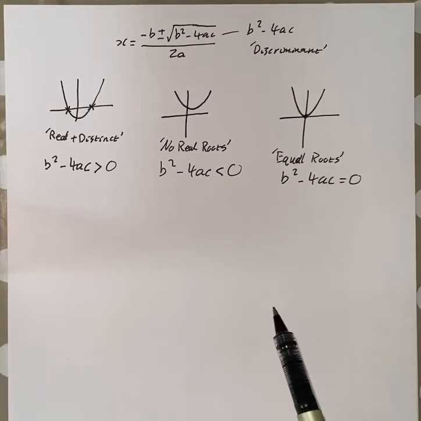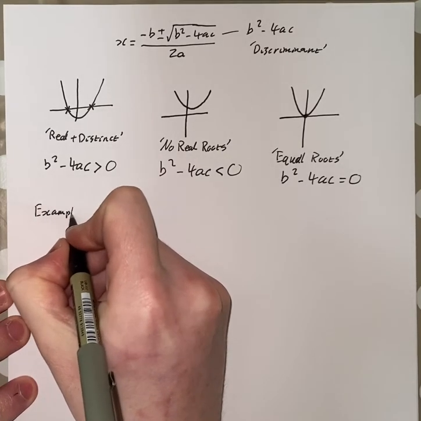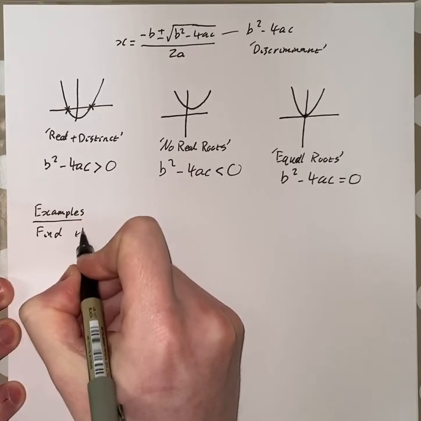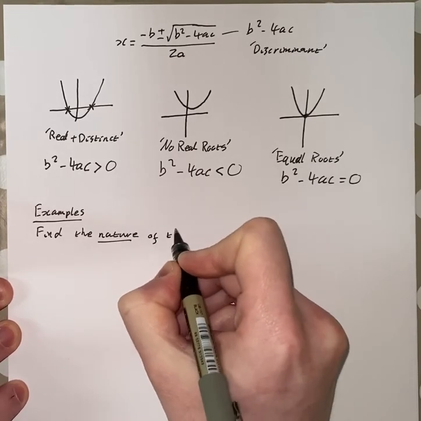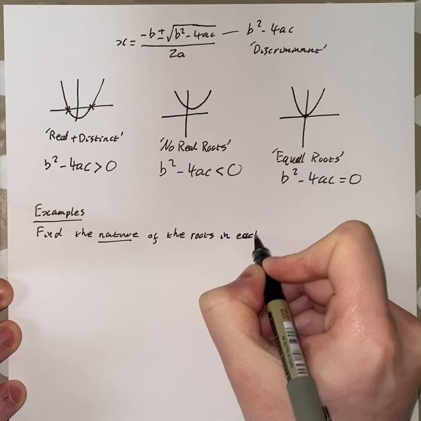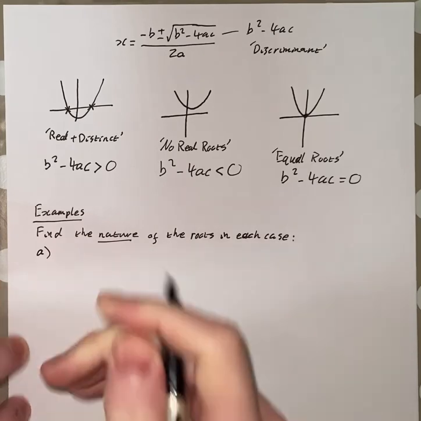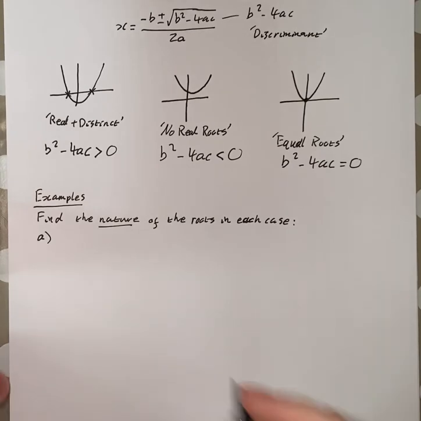Okay, so what I'm going to do is show you a few examples. For each of these, we're going to be asked to find the nature of the roots. Not find the roots. Find the roots would mean doing the full calculation and getting our answers. Find the nature of the roots means we just need to do this wee discriminant bit.